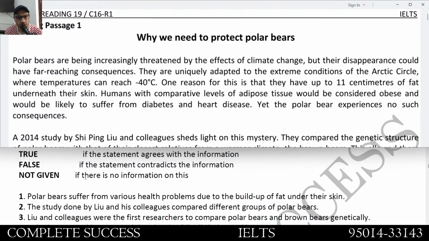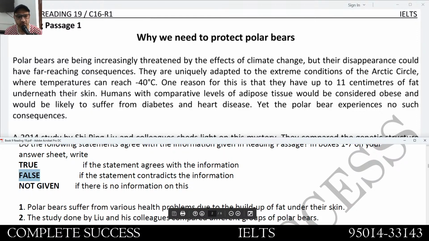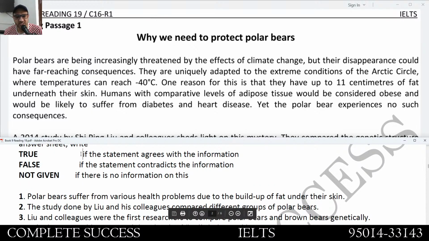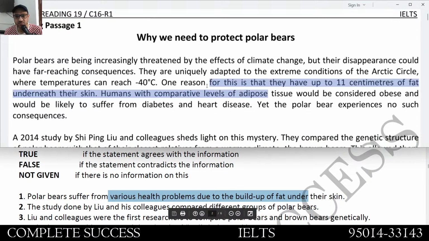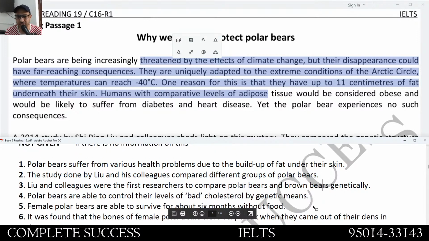Now, first we'll start with questions 1 to 7, and the questions are true, false, not given. As you know, we'll give the answer true if the statement agrees with the information. So what it means is, if the statement given here agrees with the information in the passage, we'll say it is true. And if the statement contradicts, meaning it is opposite to the information given in the passage, then we will give false as the answer.